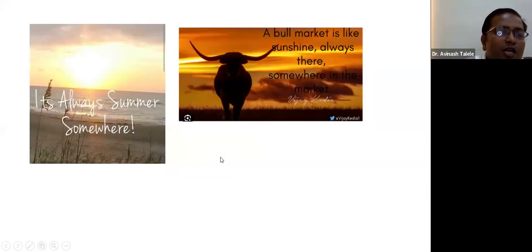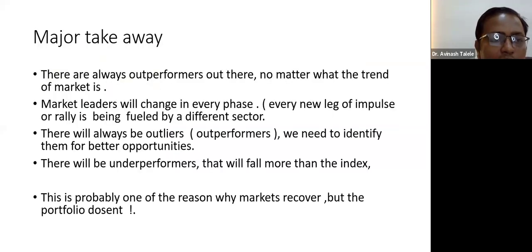Because there is always summer somewhere, a bull market is like sunshine. There is always sunshine happening somewhere. So even when the broader markets are flat, we need to look at those stocks or scripts which are giving returns. The major takeaway from these two slides is there are always outperformers out there, no matter what the trend of the market is.